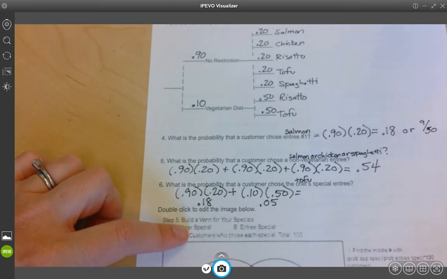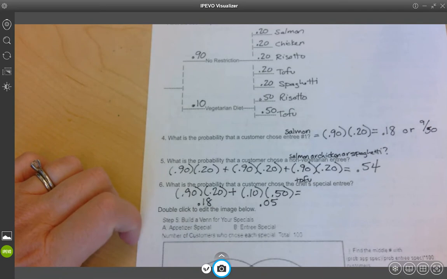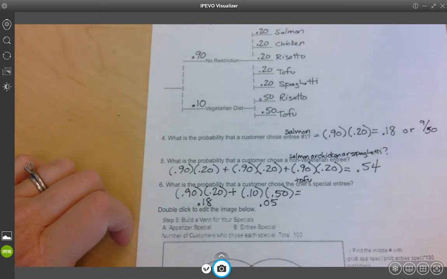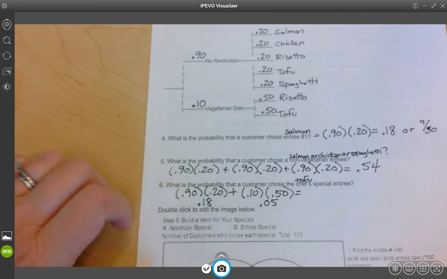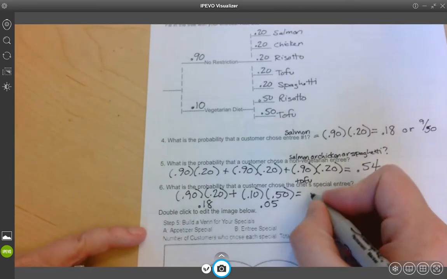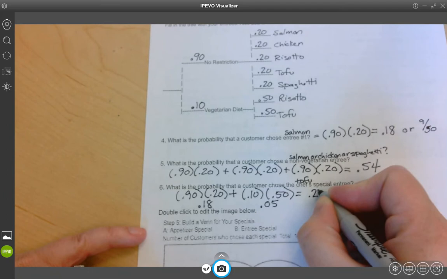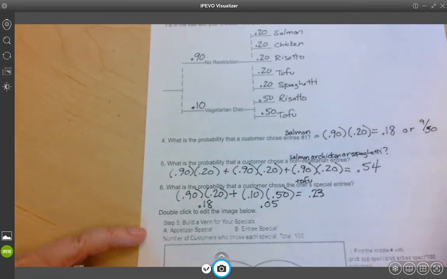And when you add it up, what do we get? What'd you get, Lisa? Anybody else get 0.23? Kelly, you got that? Good. Yeah, good. All right, so we get 0.23. There's a 23% chance that a customer is going to have the tofu.